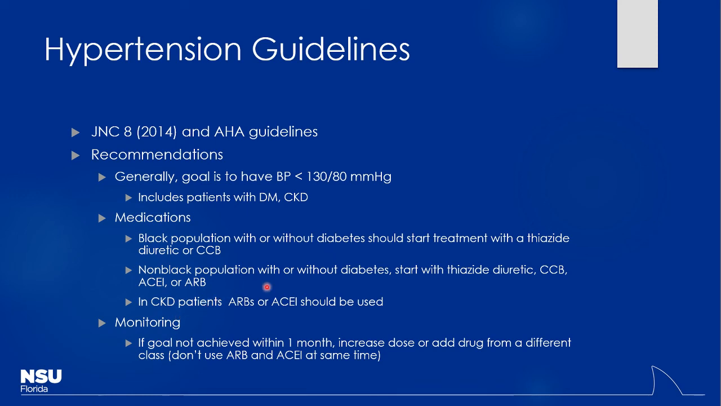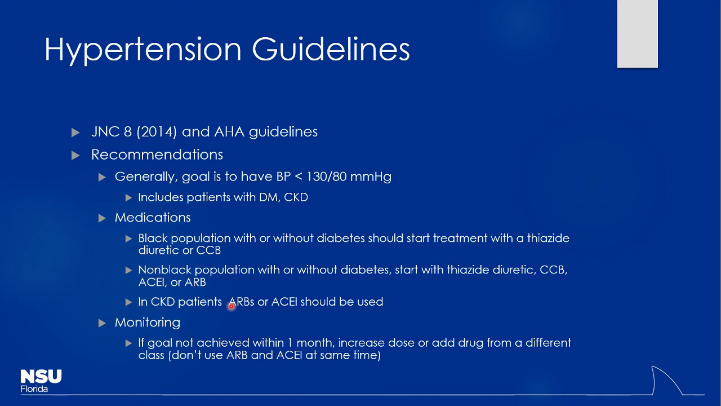In the non-Black population, with or without diabetes, again, start off either with a thiazide, usually a dihydropyridine calcium channel blocker, ACE inhibitor, or ARB. Okay. Note if they have chronic kidney disease, we're also going to look to use either an ARB or an ACE inhibitor, mainly due to the kidney protective effects we see with that.